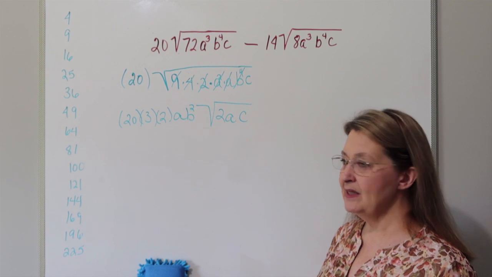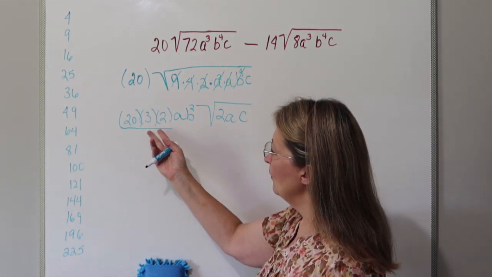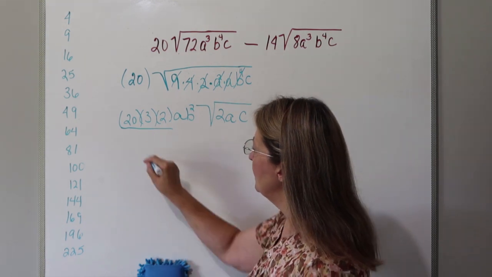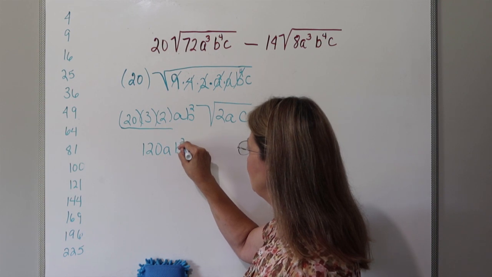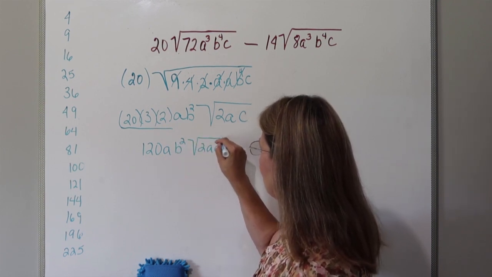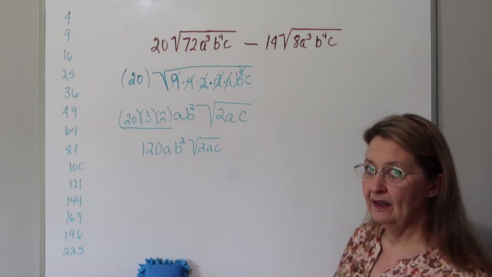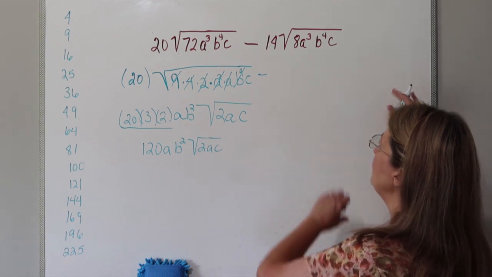Now let's clean this mess up. I've got to multiply 20 times 3 times 2. Well, that's 6 times 20, which is going to be 120a b to the second. Now the radical part is going to stay right here. Okay? That's the first half of the problem. So let's come over here and let's do the same thing to this one.